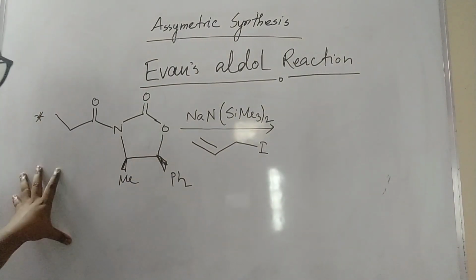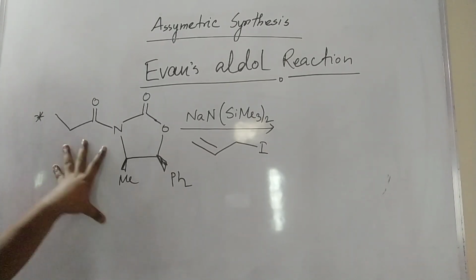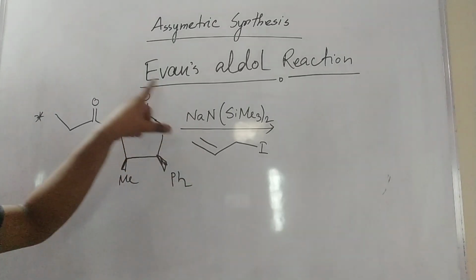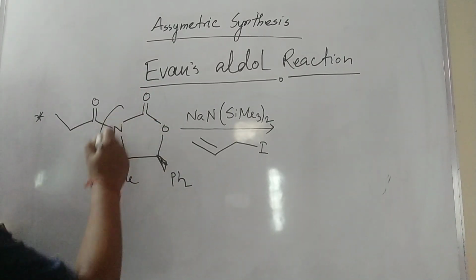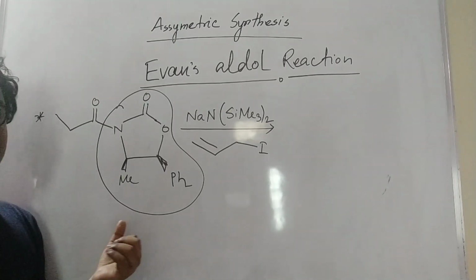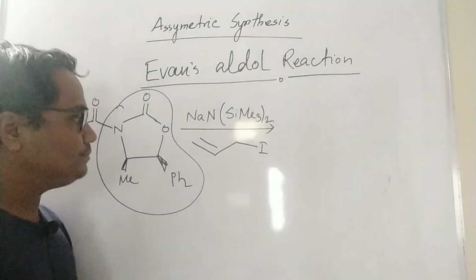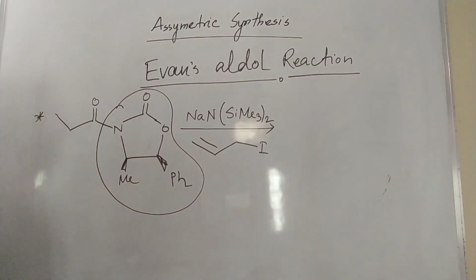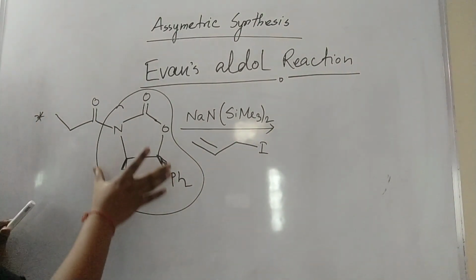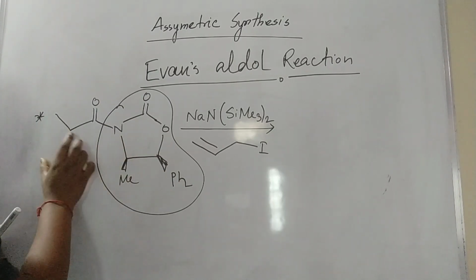See, I took one aldehyde with a chiral auxiliary. This is one type of chiral auxiliary, developed by the scientist Evans in the 1970s. He used this type of auxiliary for the aldol reaction because he wants selectivity.